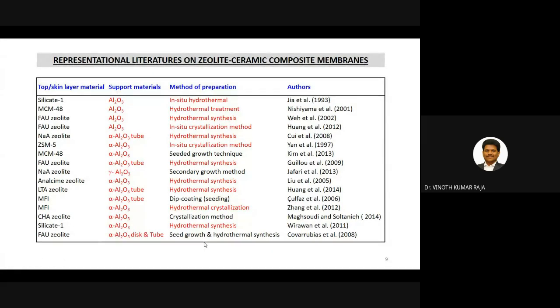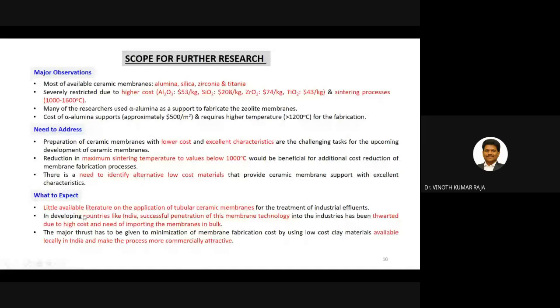So the ongoing research for this zeolite composite membrane should target utilization of low cost ceramic support instead of the alumina support, which lowers the fabrication cost of the ceramic composite membrane, and formation of various zeolites. One can also find, for example, FAU, ZSM, or MFI. Such zeolite material can be deposited on the support material to form the composite membranes by using this hydrothermal synthesis technique. With that, further, I would like to provide the major observations from the literature.